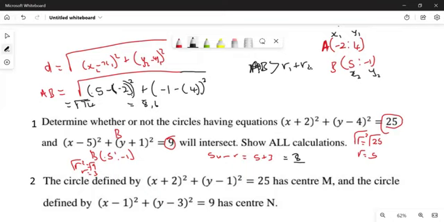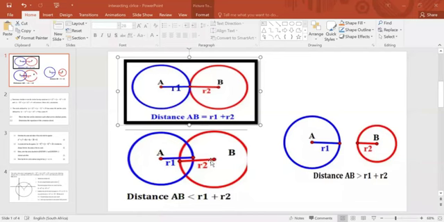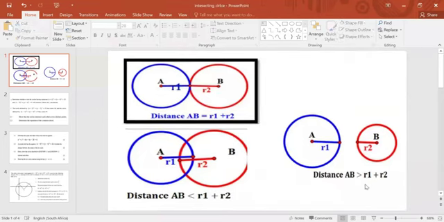Again, do the circles intersect each other? Yes or no? Do the circles intersect each other? Yes or no? No, because we said, look at the following. We said if the distance from A to B is greater than the sum of R1 and R2, then it means the two circles are not going to intersect each other.